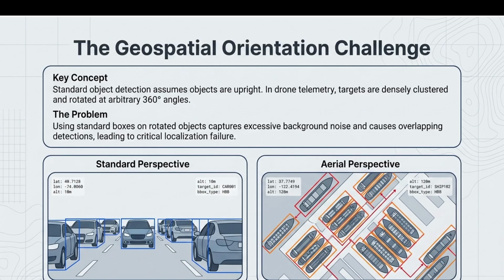Okay, the oriented box has a facility: it has an angle, and this angle easily overlaps with the object and also removes the background noise.